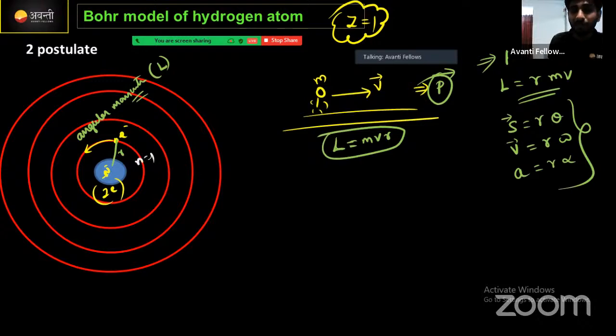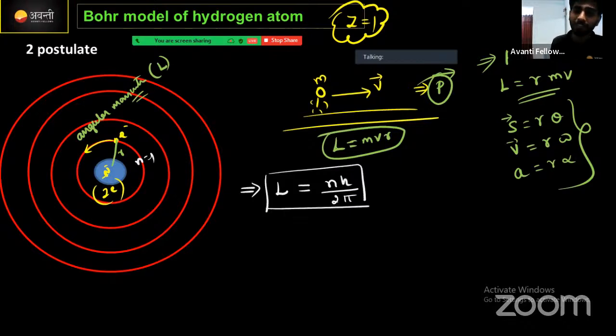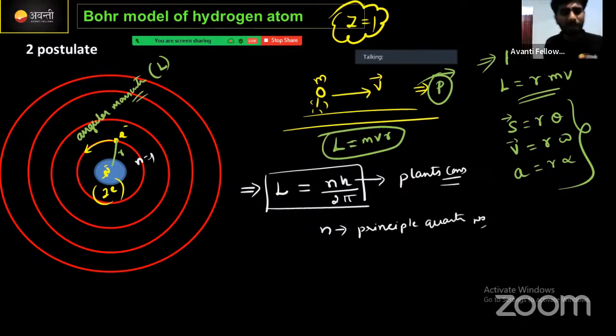He gave the second postulate: an electron revolving in a certain orbit has an angular momentum, and its L value is equal to nh divided by 2 pi. Here h stands for Planck's constant, and n stands for the principal quantum number.